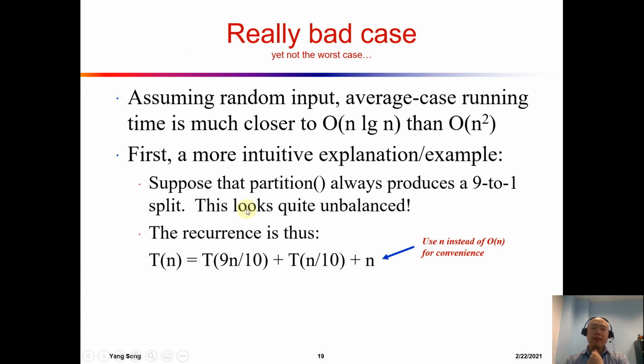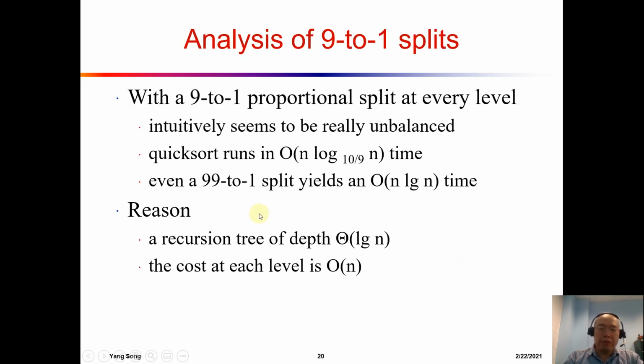And then we move on and analyze a case that is definitely bad, but not the worst: 90% on one side and 10% on the other side. For the partition, we still have an n here, where I'm just using n instead of theta n to make it a little easier. Then we can prove that even though we have 90% to 10% constantly, it is still n log n time. And for even worse, 99% versus 1%, it is still n log n time.